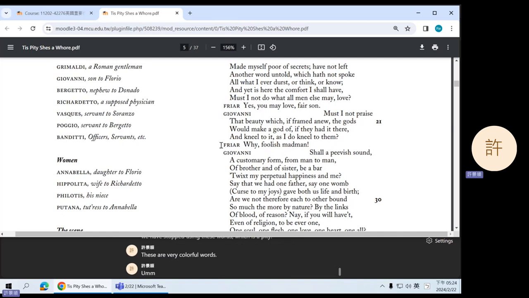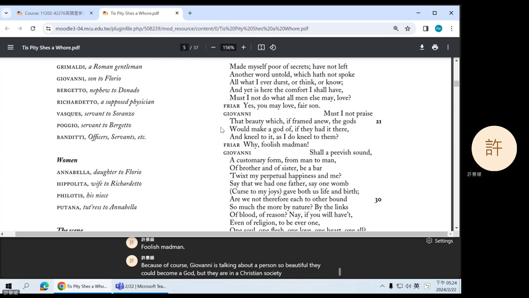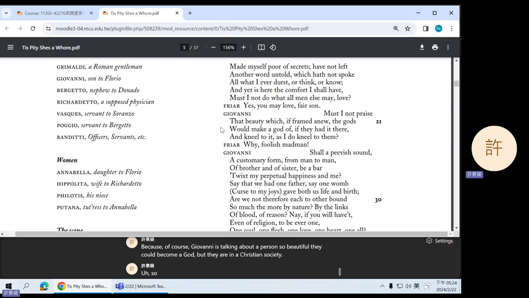So here the friar calls Giovanni a madman, a foolish madman, because, of course, Giovanni is talking about a person so beautiful they could become a god, but they are in a Christian society. So he's bordering on being sacrilegious, 亵渎神明.